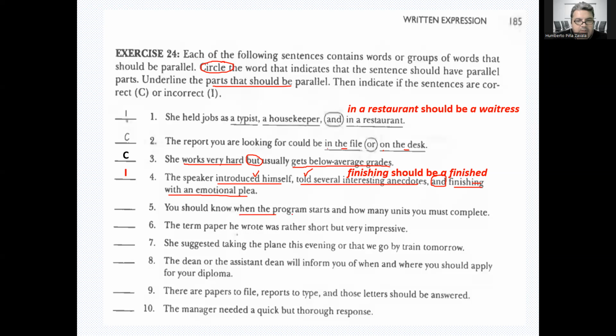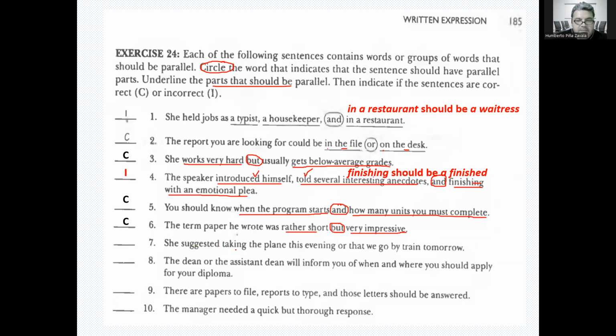You should know when the program starts and how many units you must complete. All right. The term paper he wrote was rather short, but very impressive. So we got two intensifiers, adverbs, and two adjectives. Yeah.